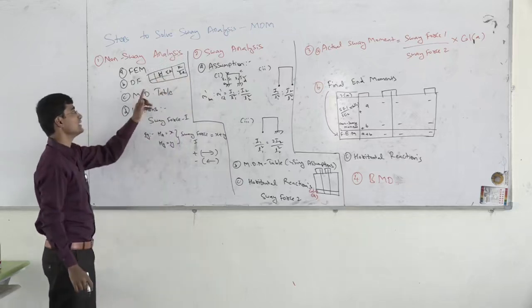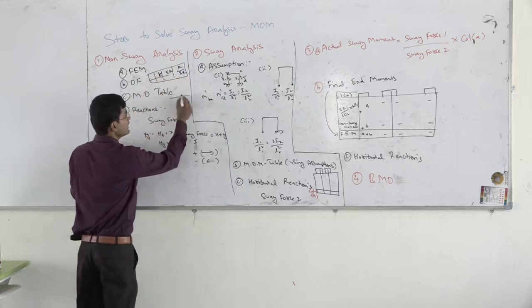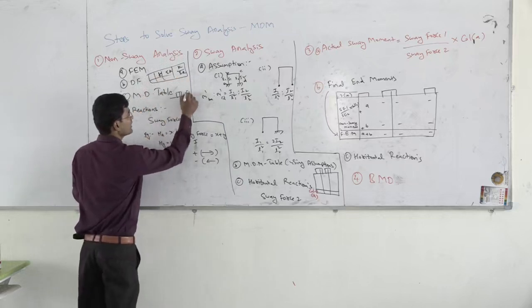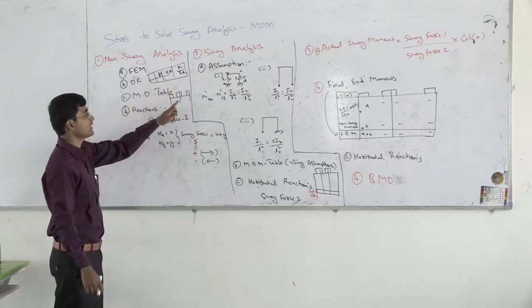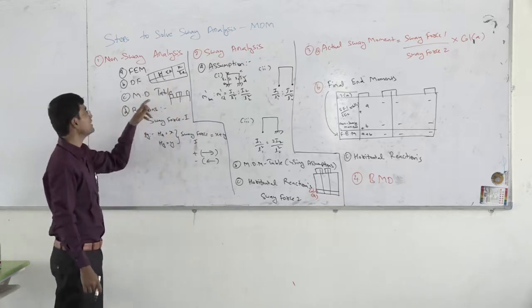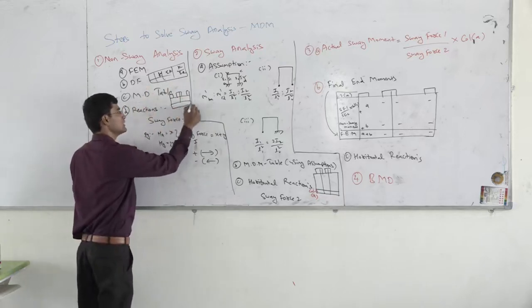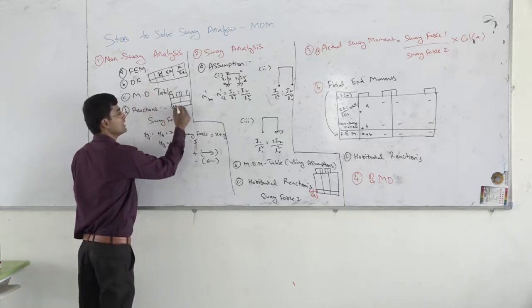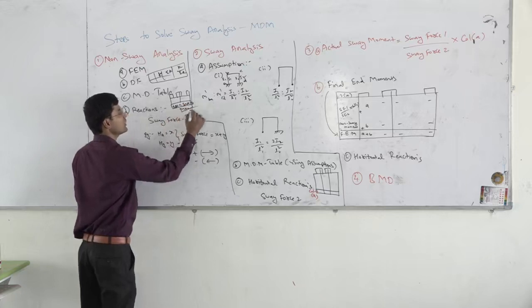Once we have found the tabular column, we have to go to the moment distribution table, which you already know. The distribution factor values will come here, and then you find the moment distribution. Here we will be getting the moments. These are what we call the non-sway moments.